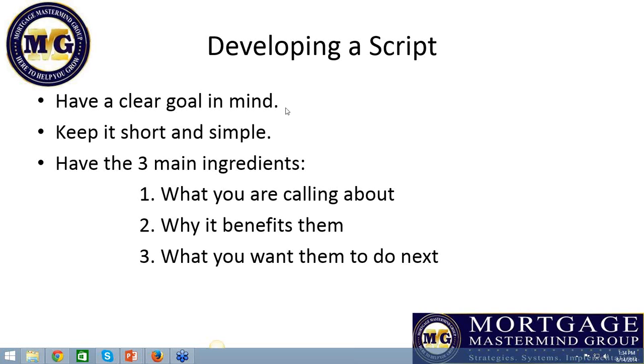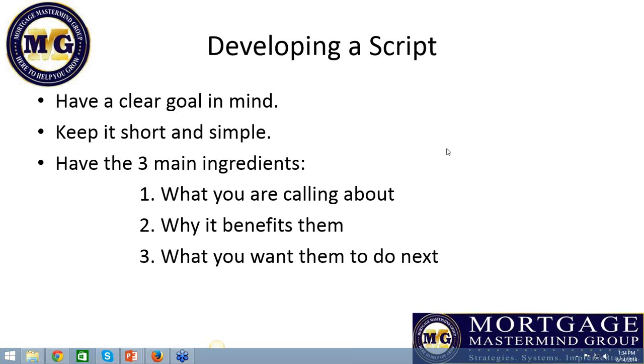So the very first thing you have to have when you're developing your script is to know what your goal is. What are you trying to accomplish here? What are you looking to get out of it? When you're thinking of writing a script, short and sweet, shorter is better. You don't want to get into a long-winded speech. You're not delivering a speech to somebody. It's just a little script to help you accomplish your goal.